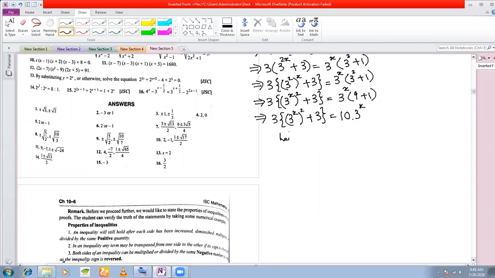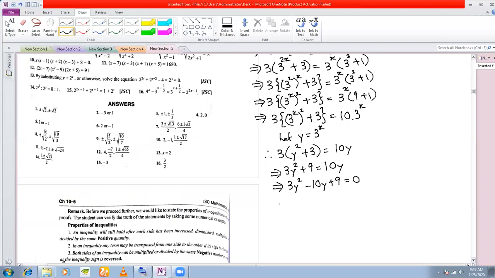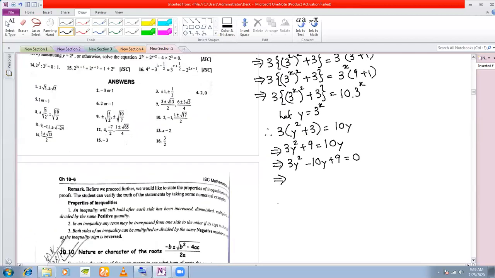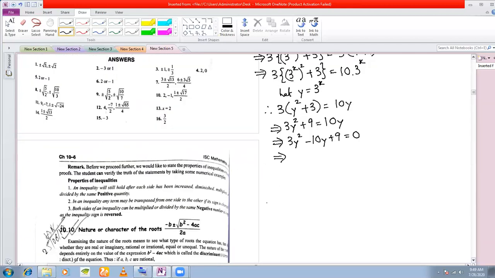So what I do is I say let y is equal to 3 to the power of x. Therefore, this equation becomes 3 into y square plus 3 is equal to 10y. This means 3y square plus 9 is equal to 10y. That means 3y square minus 10y plus 9 is equal to 0. Now, can this equation be factorized? This is a quadratic in y. Can this be factorized? 3 into 9? No, it won't. So let us try Sridhar Acharya.